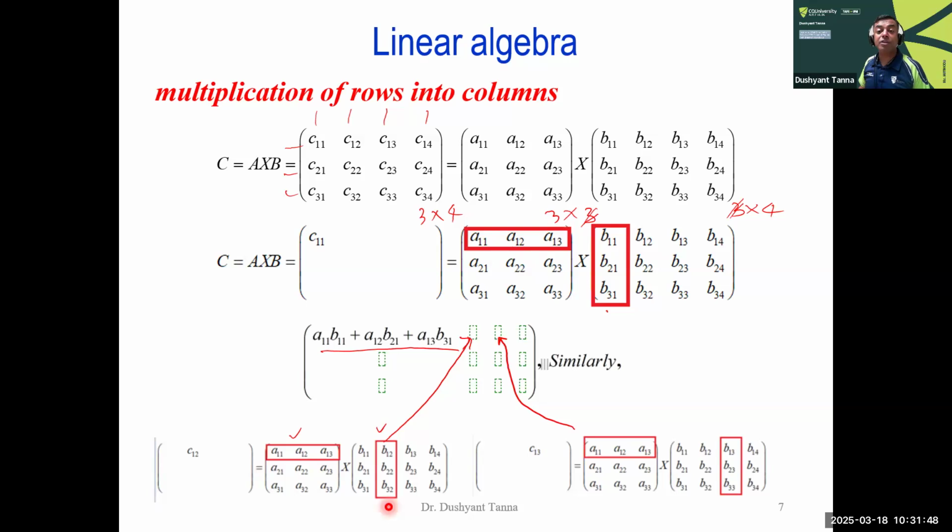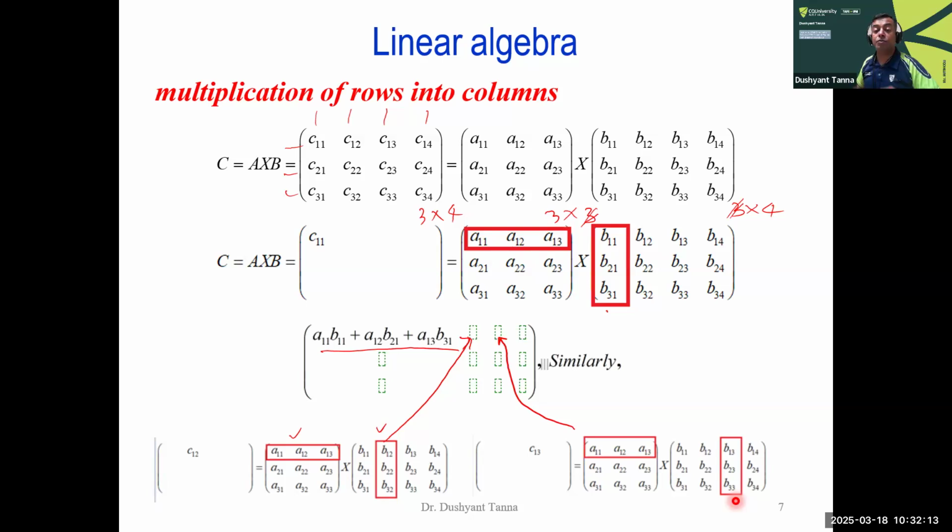Okay. Next, we are talking about C13, right? C13, first row of A multiplied by third column of B: A11, B13, A12, B23, A13, B33. It has to be always row with column, not row with row, not column with column.